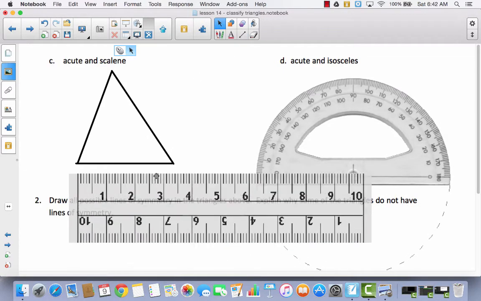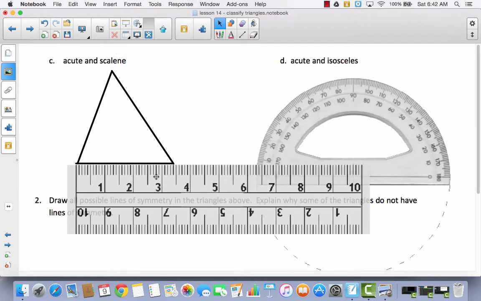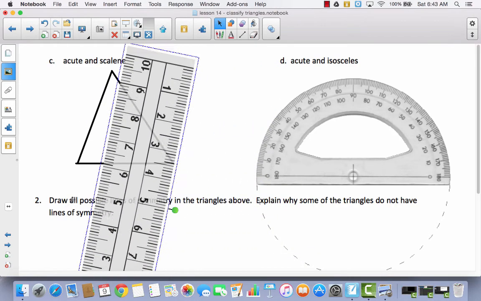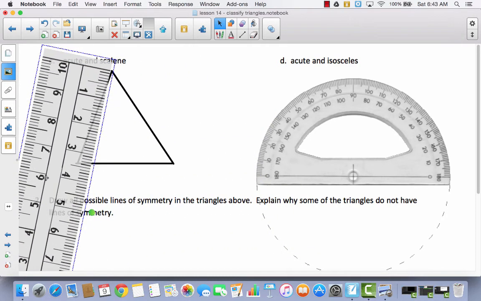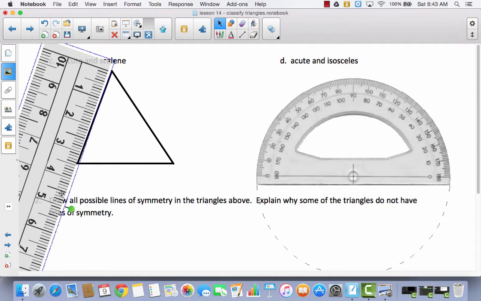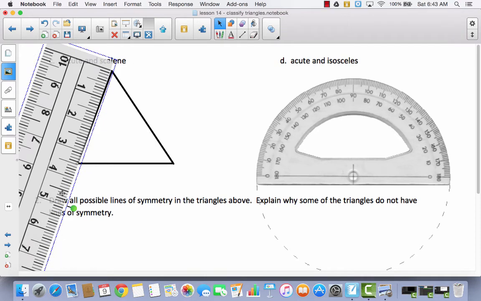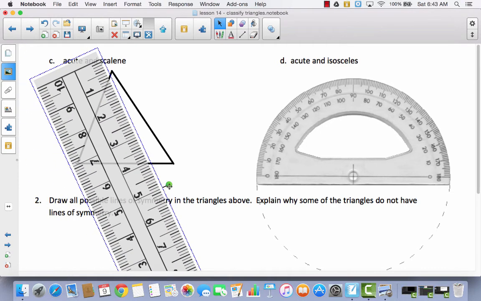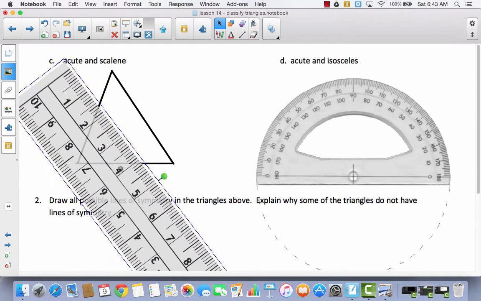Okay, so this one is exactly 3.4 centimeters. If I count over the tick marks, 1, 2, 3, 4. So this is 3.4 centimeters. And then let's see how long this one is. This one is 3.5. Ooh, it's close, but it's not exactly the same. So it technically would be scalene, but they are definitely close. This side looks a little bit longer.